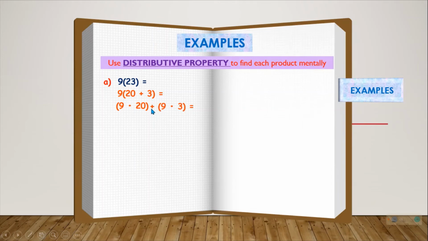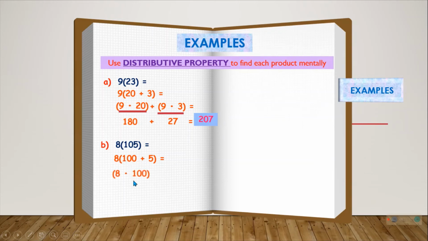Saka natin i-add. So, 9 times 20, that is 180. Plus, 9 times 3 is 27. Mas madali na siya mag-add. 180 plus 27, that is 207. The next one is 8 times 105. So, pag-iwalay natin yung 100 sa 5. So, 8 times quantity 100 plus 5.